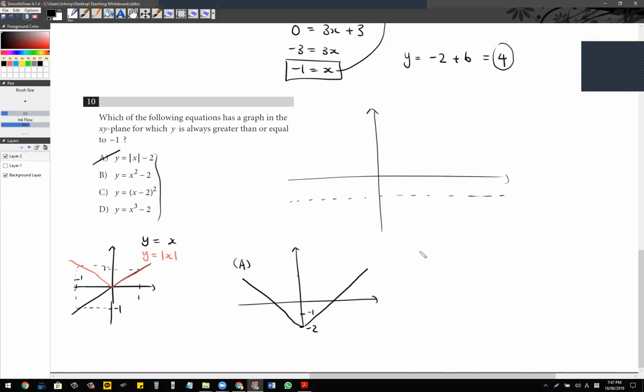Do you know the equation y equals x squared? That looks like just a parabola. This one has minus 2 again, so it's going down. So it's not. This is y equals x squared minus 2, so that's not it. Next, x minus 2 squared.